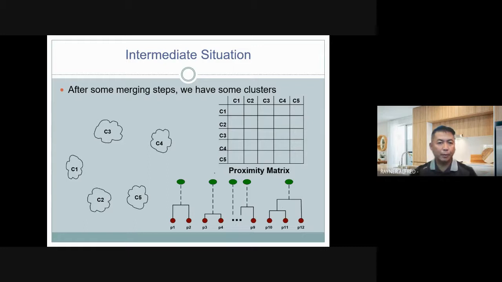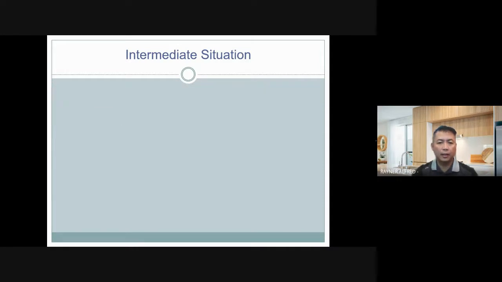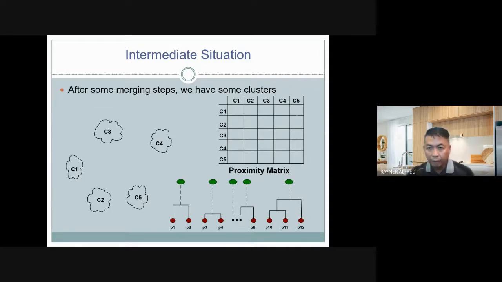Okay, so let's suppose we have 5 clusters here. And we found that C2 and C5 are the closest. So this is the smallest value. We assume that the smallest value is found here. So meaning that we need to combine these.